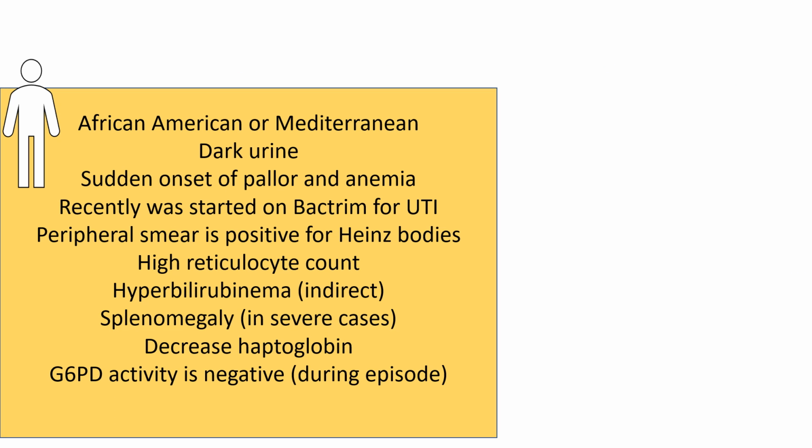Another case scenario, African American or Mediterranean, presenting with dark urine, sudden onset of pallor and anemia. Recently was started on medicine, for example, Bactrim for UTI. Peripheral smear is positive for Heinz bodies. High retic count, hyperbilirubinemia, splenomegaly, decreased haptoglobin. And you suspected G6PD from the clinical presentation, and you ordered G6PD activity during the active episode of hemolysis, and it came back negative. What is the most likely diagnosis?